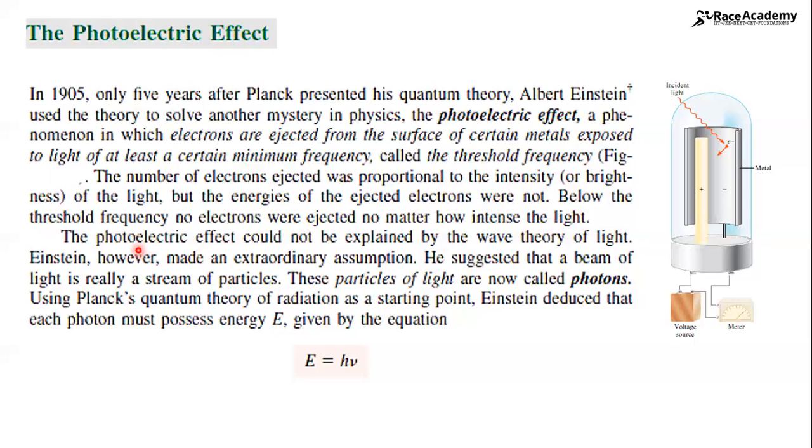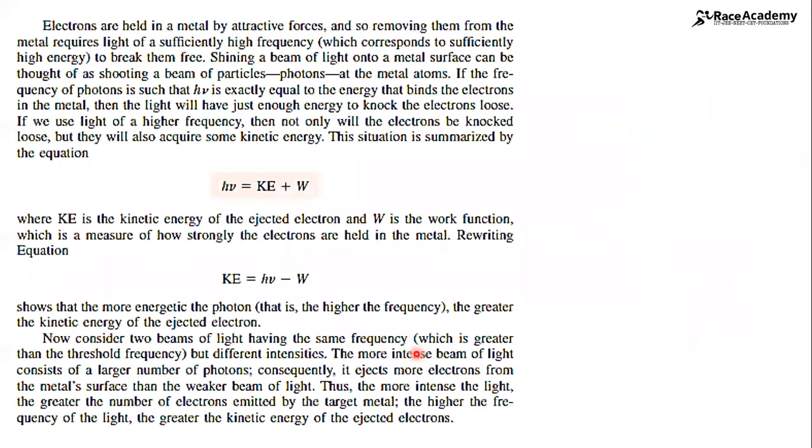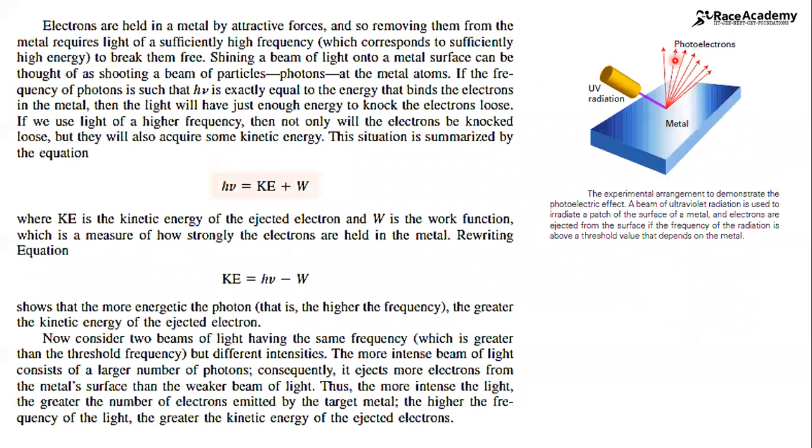The photoelectric effect could not be explained by the wave theory of light. However, Einstein made an extraordinary assumption and suggested that a beam of light is really a stream of particles. These particles of light are now called photons. Using Planck's quantum theory of radiation as a starting point, Einstein deduced that each photon must possess energy E equal to h nu, and he gave this expression for the experimental arrangement demonstrating the photoelectric effect.